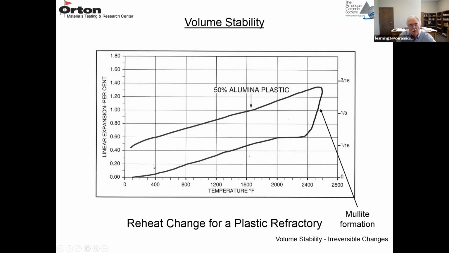And I have another plastic that's quite different than those other three. Again, expansion versus temperature. We start out with expansion. You start up, it levels off because there's two competing processes, sintering and mullite formation. Sintering shrinks it, mullite expands it. Then the mullite formation takes over, and then you stop it and cool it back down. And you see there's a permanent positive change here of about 0.5%. So depending on the chemistry, these things may have a permanent shrinkage or a permanent expansion.